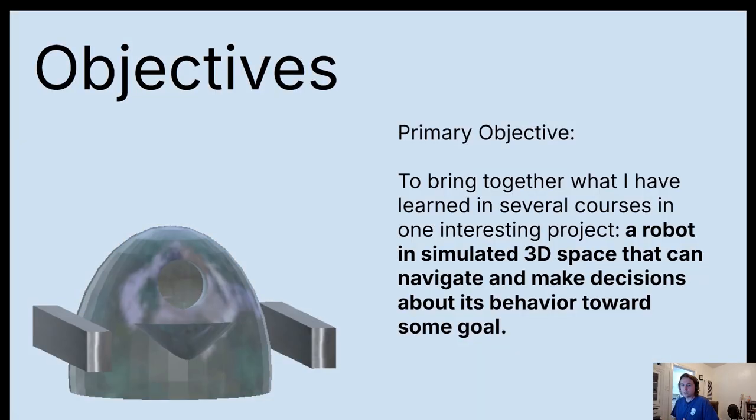All right, so first, objectives. The primary objective of this project was to bring together all or many of the things I learned in college in computer science, which includes robotics, artificial intelligence, and some other things that I'll go over in a second. I wanted to bring them all together into one interesting project, something that interested me, and that ended up being a robot in a simulated 3D space that can navigate and make decisions about its behavior toward a certain goal.